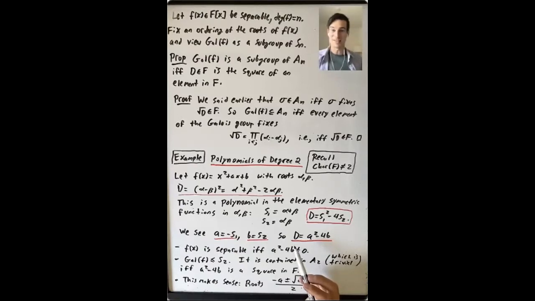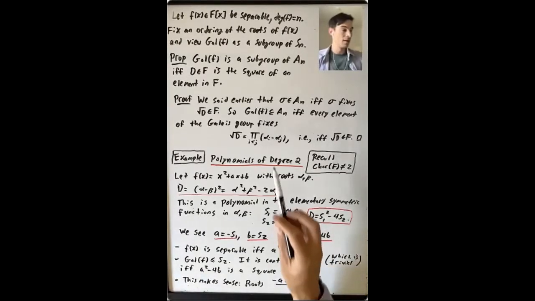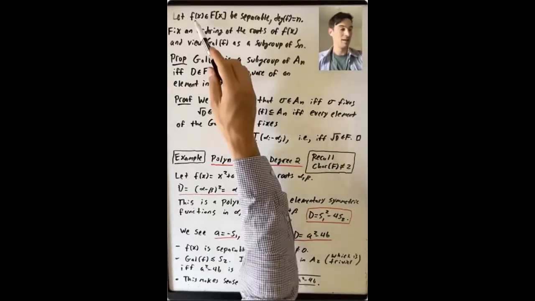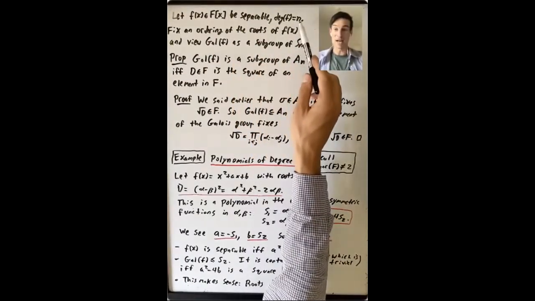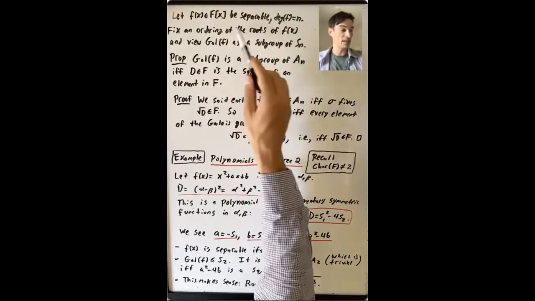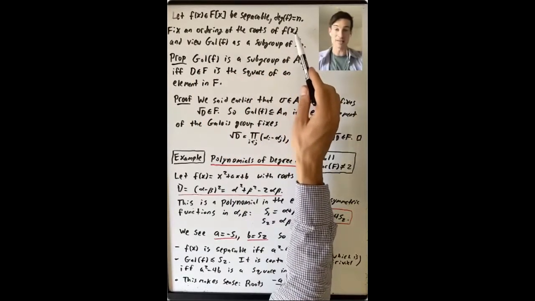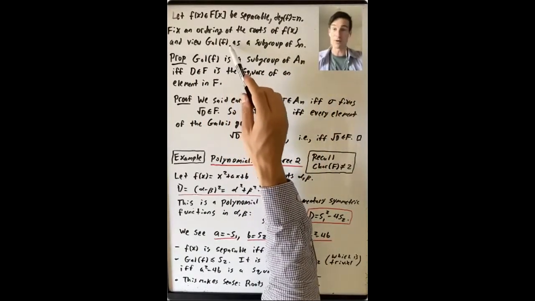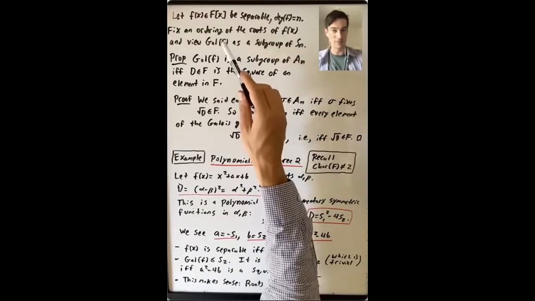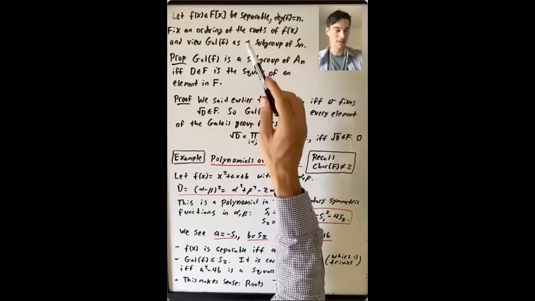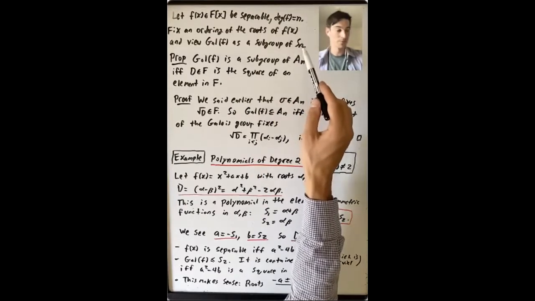Let's finish this lecture by talking about when the Galois group of a polynomial f is a subgroup of A_n, and then seeing an example of polynomials of degree 2. Okay, let's say f(x) in F[x] is separable and has degree n. We're going to fix an ordering of the roots of f(x), which allows us to view the Galois group of f, the Galois group of the splitting field of f over F, as a subgroup of S_n.